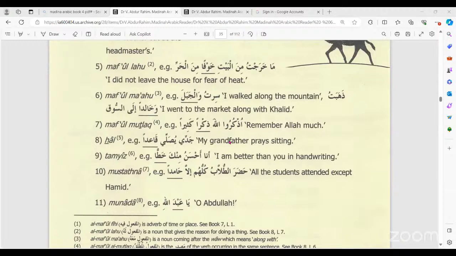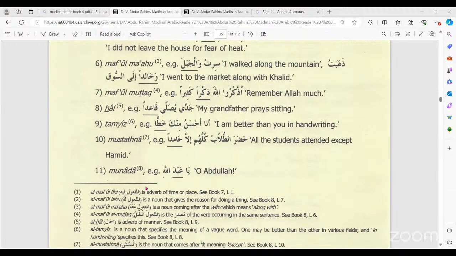Number 5. Maf'ul lahu. For example, ma kharajtu min al-bayti khawfan min al-hari. I did not leave the house for fear of heat. Exactly. Now remember this point here. It says maf'ul. Maf'ul is an object. Lahu. Right. I did this before. Now, this book is a really good book. And if you look at the bottom, it tells you the Arabic as well: maf'ul fihi, maf'ul lahu, maf'ul ma'ahu, and maf'ul mutlaq.